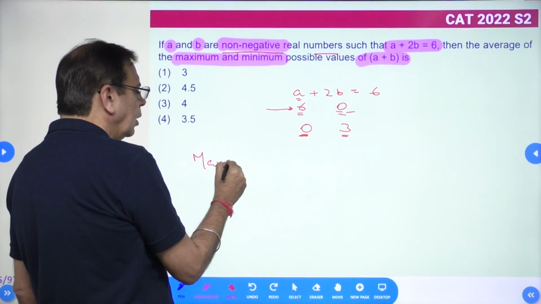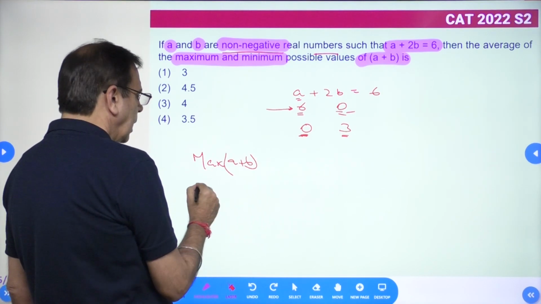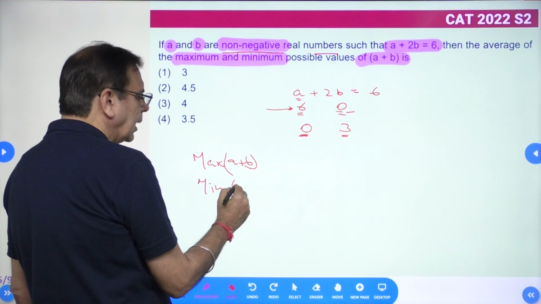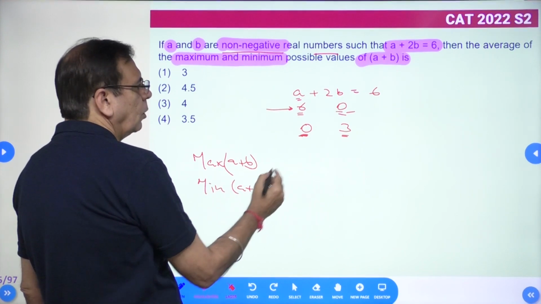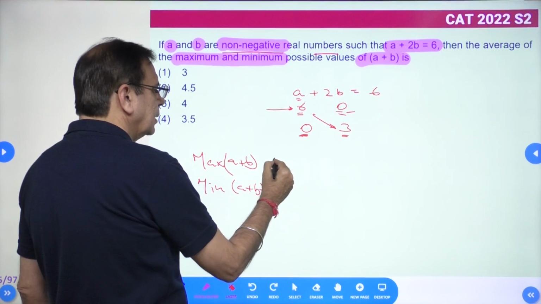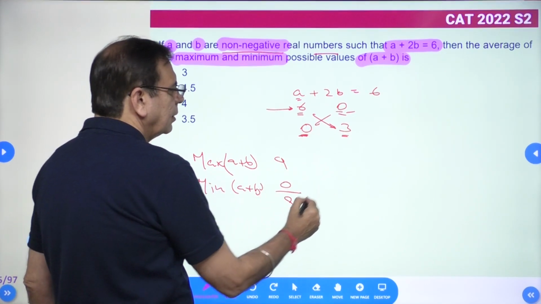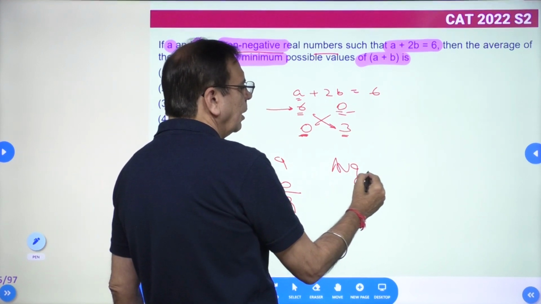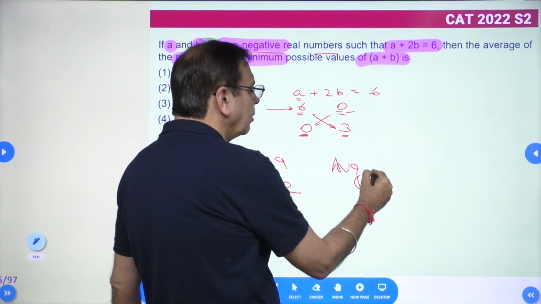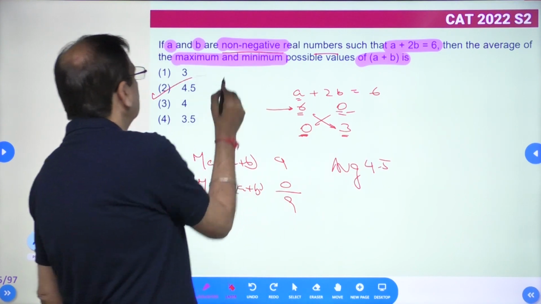So maximum value of A plus B and minimum value of A plus B, we need to find their average. So what is the maximum value of A plus B? 9. Minimum value of A plus B? 0. Sum is 9. What will be the average of the maximum value and the minimum value of A plus B? 4.5. Correct answer, choice.